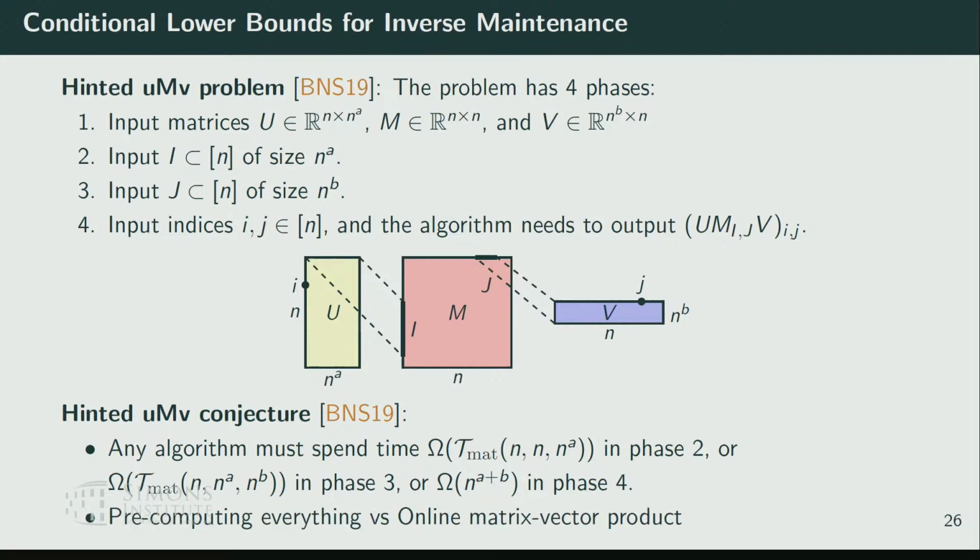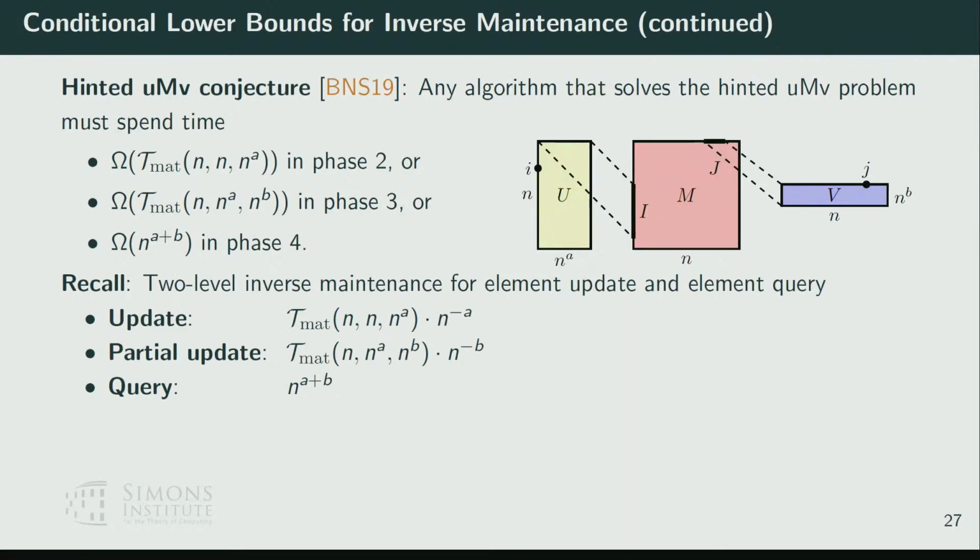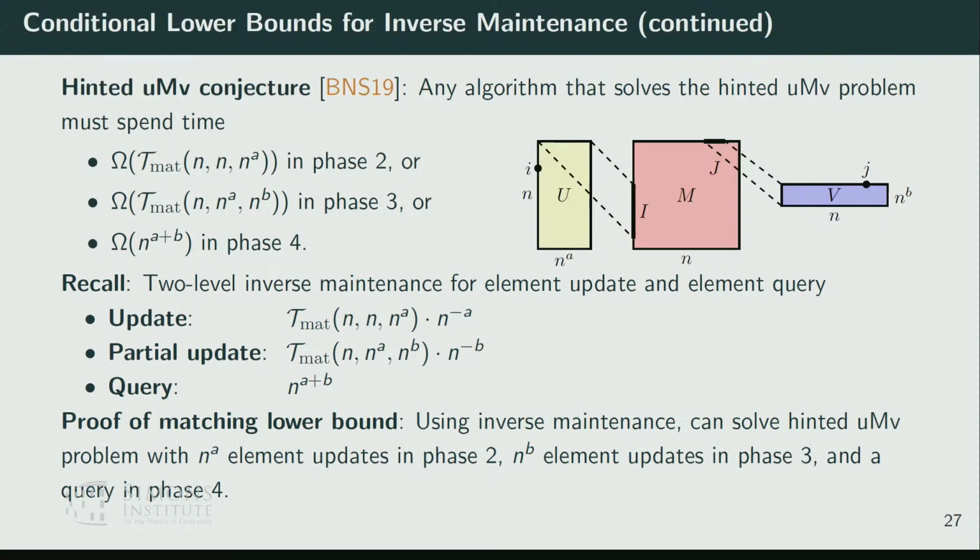So this conjecture is definitely stronger than the OMv conjecture, but it sort of captures the same intuition, which is the only thing you can do to speed up computation is by pre-computing everything, or you have to do it in an online fashion where there's no other acceleration you can do. So to apply this, let me first write out the upper bound that we have. You can already see they sort of match. And the proof is also very simple.